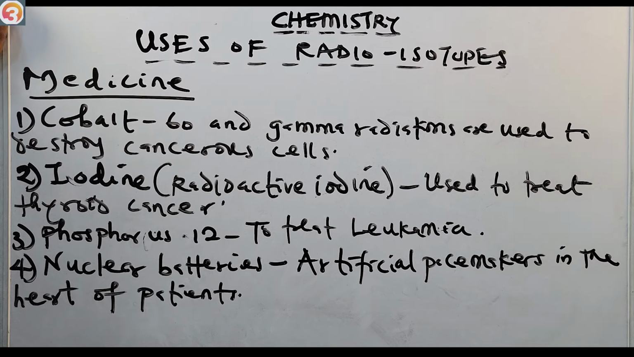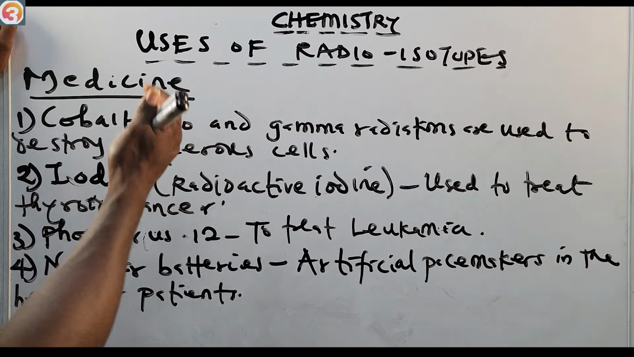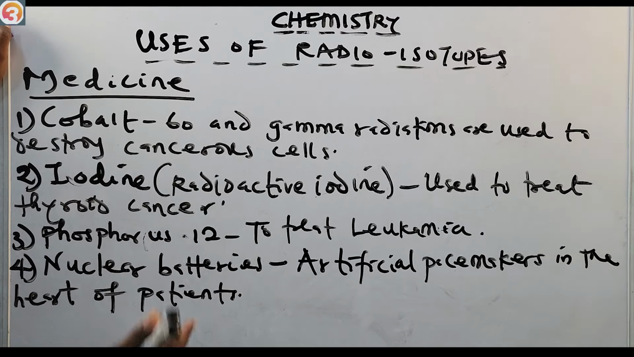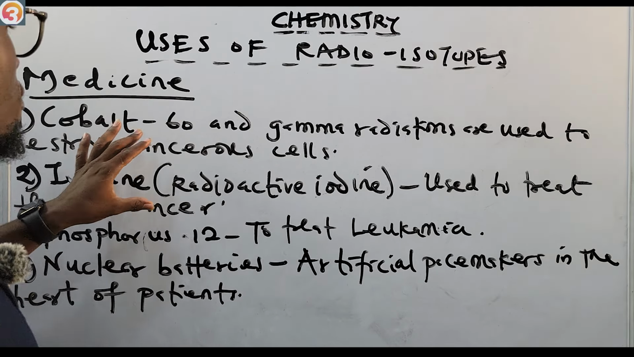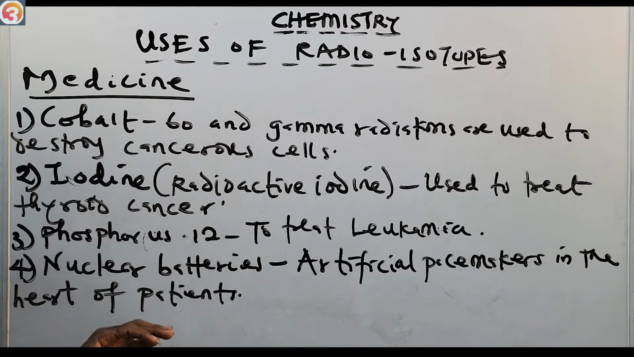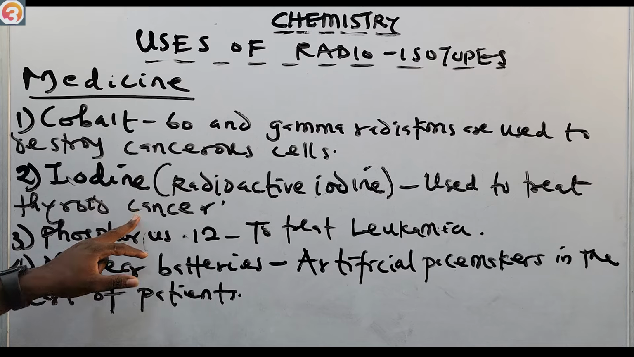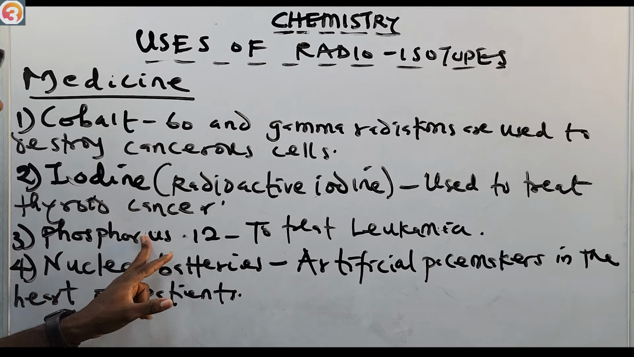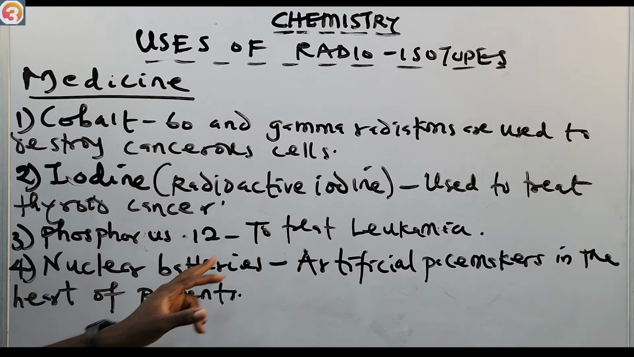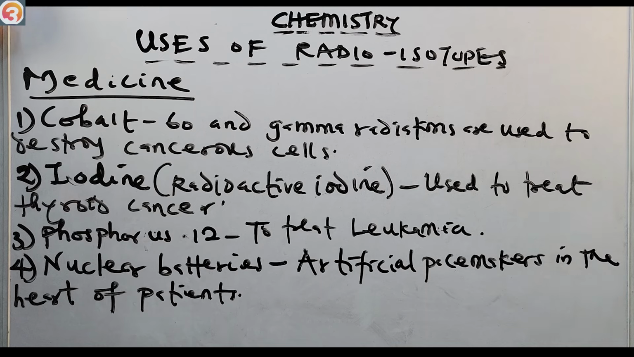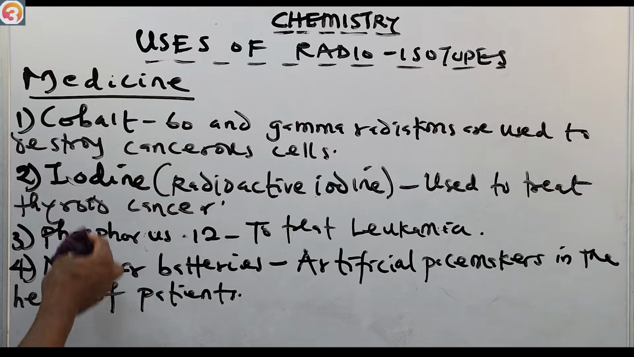There may be more, but these are some of the applications of radioisotopes in medicine. Please, you are expected to commit them to heart. Cobalt 60 and gamma radiations are used to destroy cancerous cells. Radioactive iodine is used to treat thyroid cancer, while phosphorus 12 is used to treat leukemia, and then of course nuclear batteries are used as artificial pacemakers in the heart of patients.